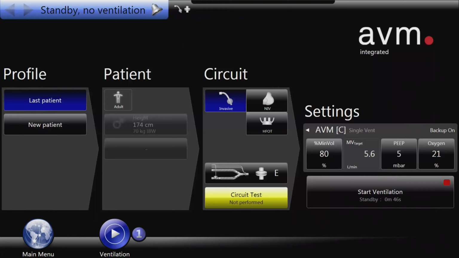If the patient would stop breathing, it would also start faster that the mandatory breath will take place. Because if you have set 70% and the patient is breathing at 140%, it will take quite a while until the mandatory breathing will start.